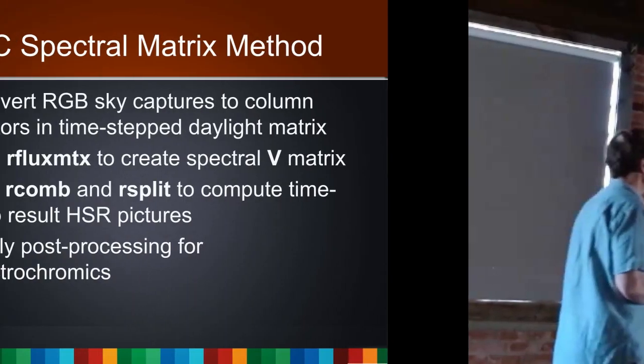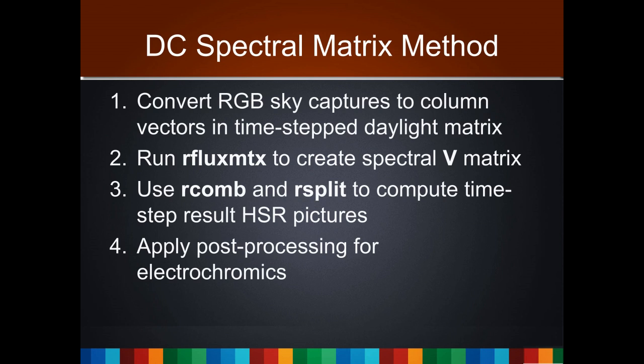All right, so the next method I'm going to talk about is using daylight coefficient spectral skies. We can convert the RGB sky captures to column vectors, and then run our flux matrix to create a spectral vision or measurement value matrix, and then combine RCOM with R split to get out the time step HSR pictures. And then we'll show how to apply a post-processing to simulate electrochromics.